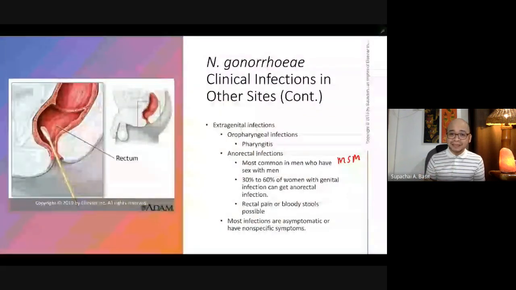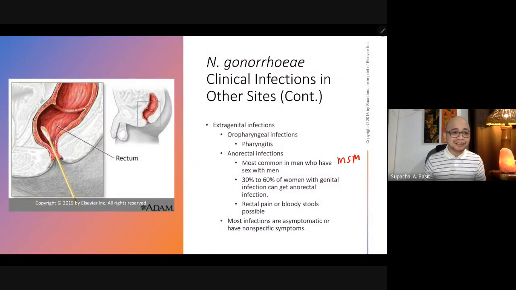So 30 to 60% of women with genital infection can also get anorectal infection, but it doesn't necessarily mean that that particular woman was involved in anal sex. Okay? So, as a result of anorectal infections, there would be rectal pain and bloody stool samples. Most infections are asymptomatic or have non-specific symptoms. Okay, so in cases of suspicion of anorectal infection, an anal swab can be used to collect samples.